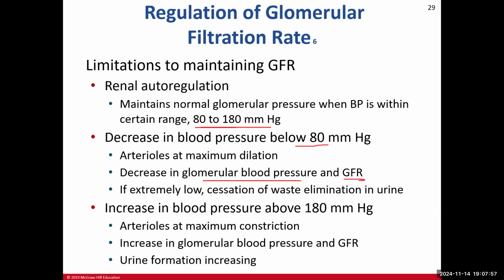Now, if our blood pressure gets way high, above 180 millimeters here, same thing. We've reached maximal vasoconstriction in the arterioles. They can only constrict so much. But yet, we're still going up in the glomerular filtration rate because there's just too much blood coming in, and the pressure has increased. Well, guess what? The only thing the kidneys can do is affect that blood volume.